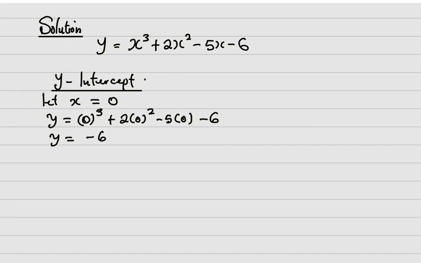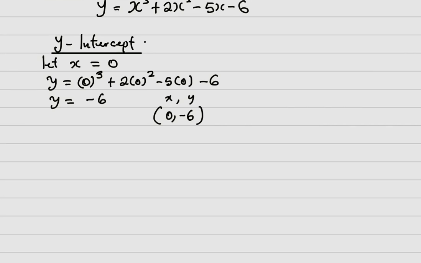So we're done with this. Then I can now have my coordinate as 0 comma minus 6. This is your x, y coordinate. So that's exactly what I've done. When x is 0, y is minus 6. Now the next thing I'm going to be doing is to find my x-intercept. This is where we have some work to do.